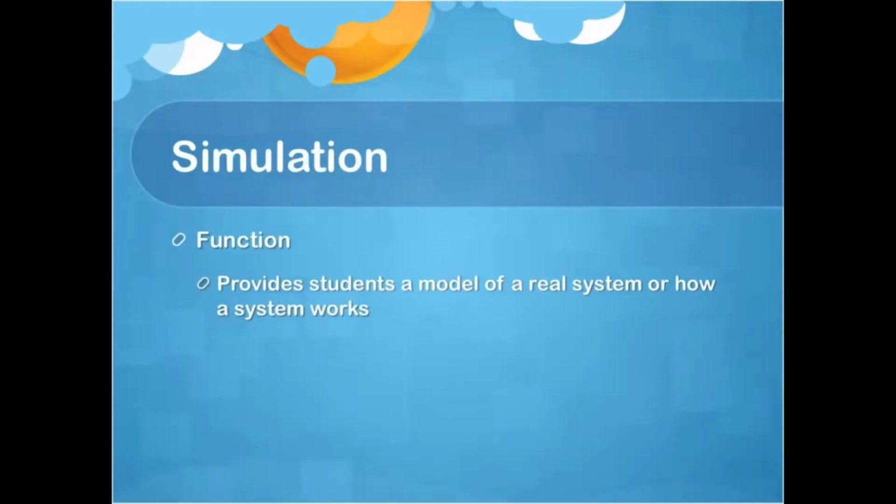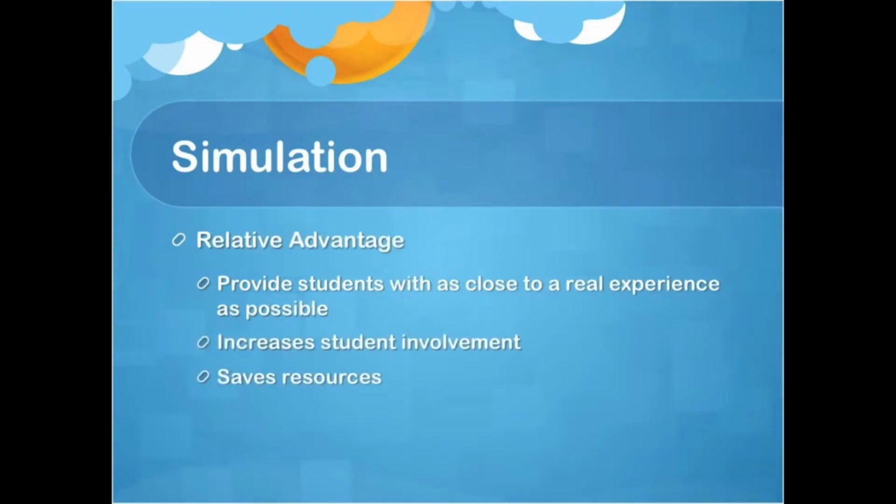The third type of instructional software is simulation software. Simulations provide students a model of a real system or how a real system works. The advantages to a simulation are that it provides students with as close to a real experience as possible within time and budget constraints. It also increases student involvement because it is closer to a real-world experience. And it also saves resources for the schools.